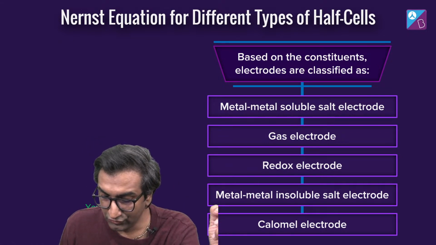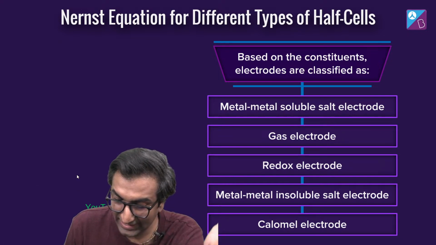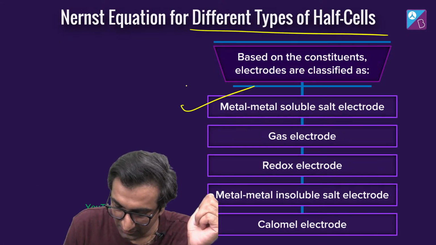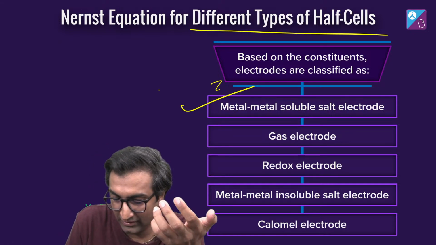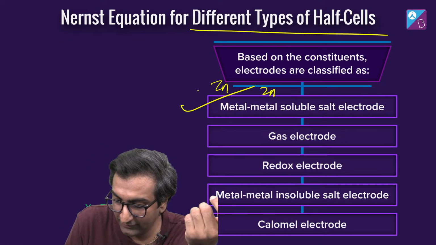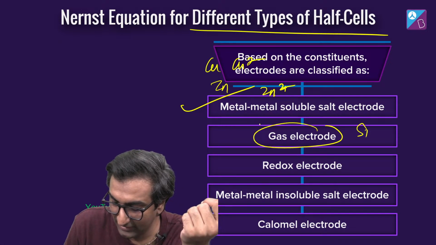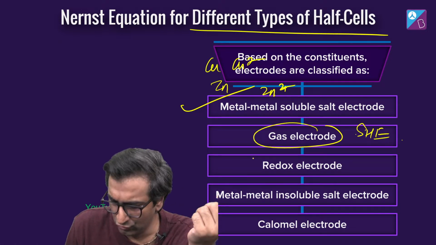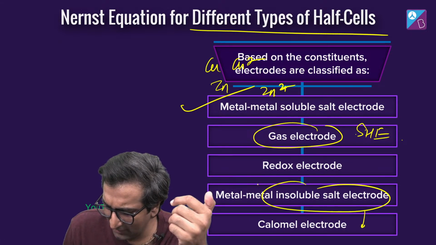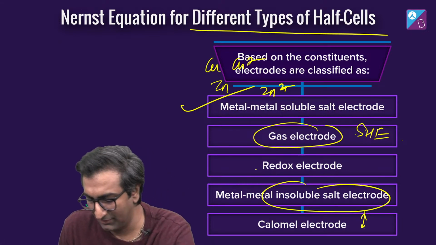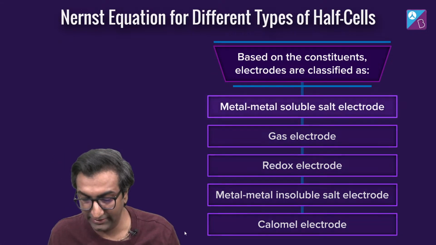OK, so this first one is the most common. हम लोग इसको बहुत बार देख चुके हैं. These are different types of half cells. Metal soluble salt electrode sounds scary but it's not. Metal मतलब zinc, metal soluble मतलब Zn2+ and Cu2+ is what this is. Gas electrode मतलब SHE. Redox electrode may be new to you but it's okay. Metal insoluble salt electrode, ये दोनों सेम में आते हैं actually. Calomel is a type of metal insoluble salt electrode. We'll look at all of these. ठीक है, एक एक करके देखते हैं.